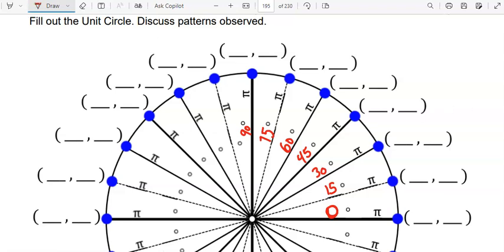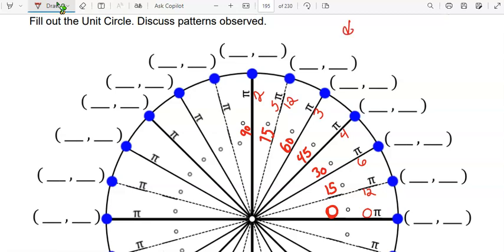For the angle measurements in radians, we count by pi over 12s. 0 pi over 12, 1 pi over 12, 2 pi over 12, which is pi over 6, 3 pi over 12, which is pi over 4, 4 pi over 12, which is the same thing as pi over 3, 5 pi over 12, and 6 pi over 12, which is pi over 2, and so on.